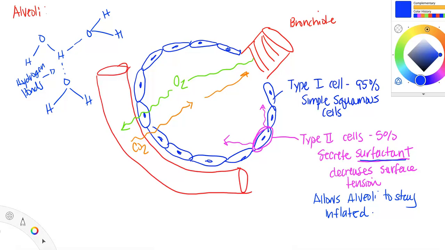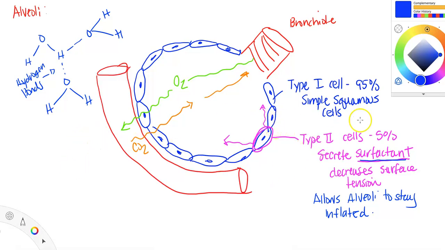Now, babies don't start making surfactant until like the 9th month, so that when they're born, they're making surfactant and they're able to breathe. But preemie babies aren't making that yet. So that's why it's very difficult when babies are born premature. They aren't able to breathe. And so they have to be given something in order to keep their alveoli inflated so that they can breathe until they actually start making it themselves.